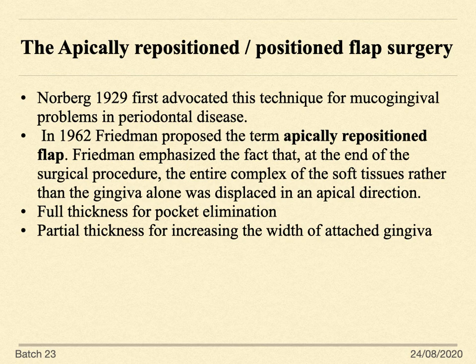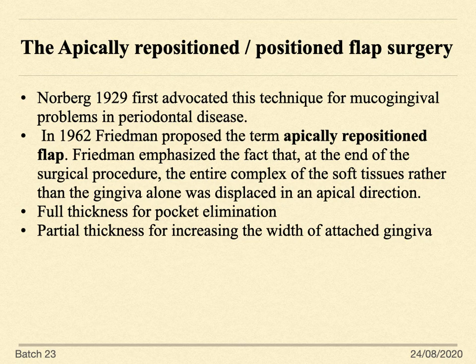In undisplaced flap, we are going to give an internal bevel incision so that we are going to thin out the flap. So the gingiva is excised and the flap is thinned out, whereas in apically repositioned flap, we are not going to thin out the flap. We are going to take a full thickness flap from the sulcus.